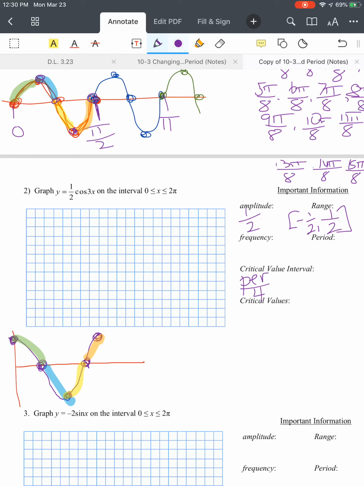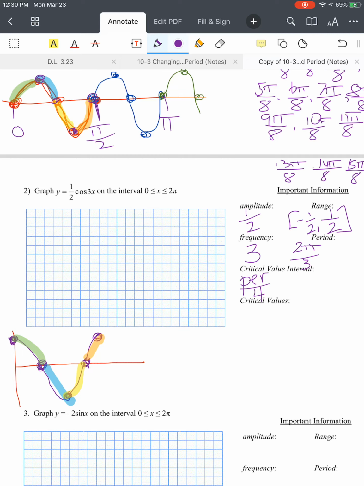Okay, the frequency is 3. That means I'm going to see 3 cycles from 0 to 2 pi. The period, well, that's 2 pi over 3. Okay, so now what we need to do is figure out the critical values. So the critical values is the period divided by 4.